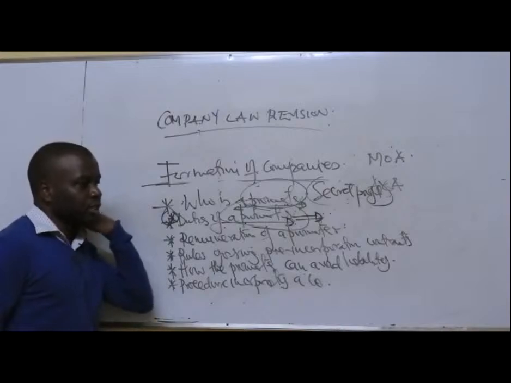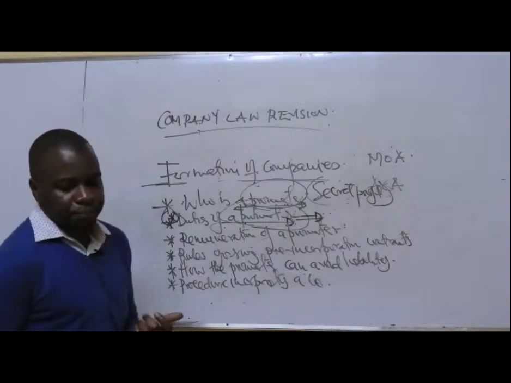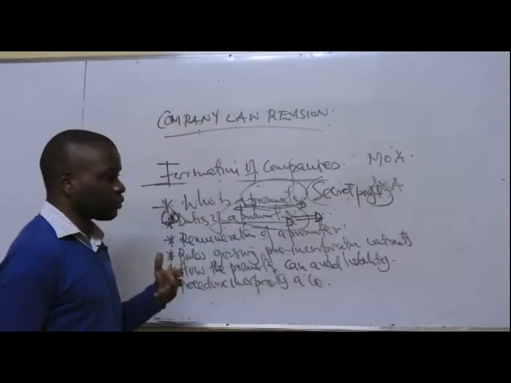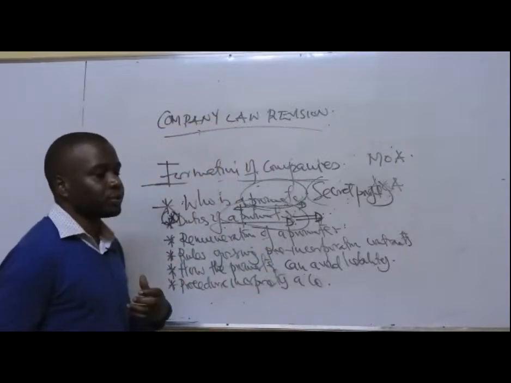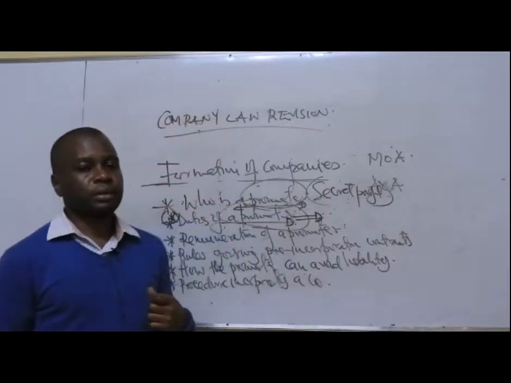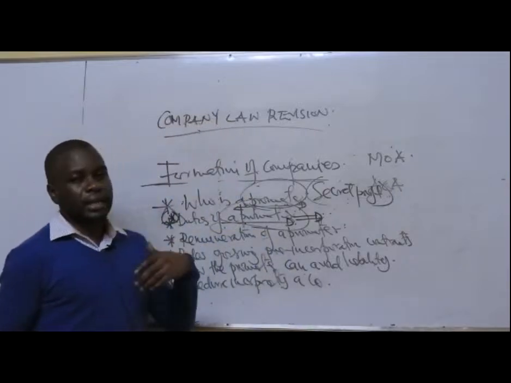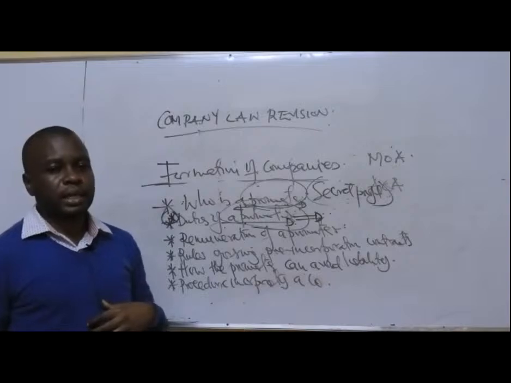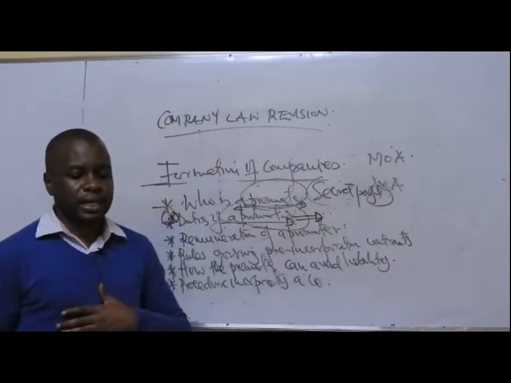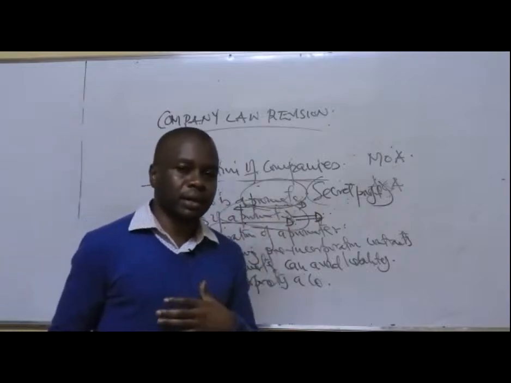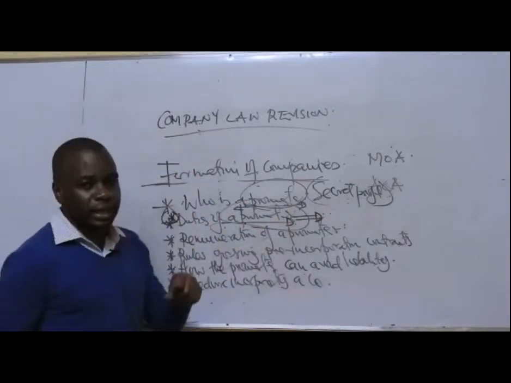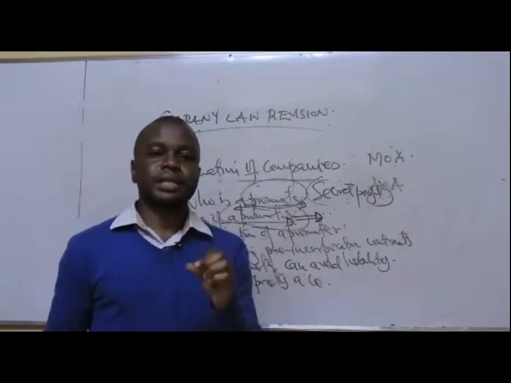For example, if the asset is still in existence on the premises of the company, they'll be able to recover what we call the purchase price. What do we mean by recovering the purchase price? They could return the asset to this particular promoter and ask him to bring back the money they paid him as the purchase price. So if the asset is still in existence within the company, they'll recover the purchase price.